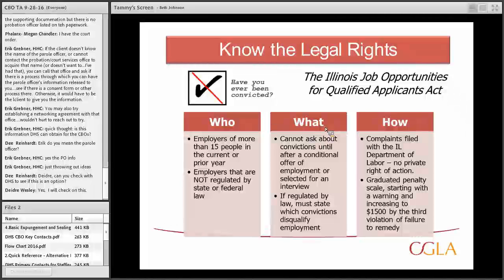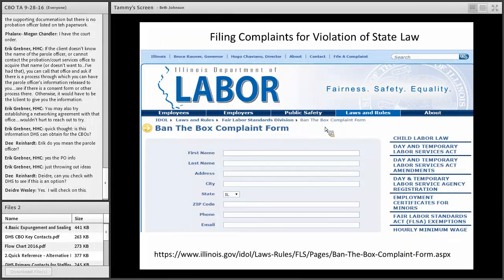Basically, employers can't ask anymore, have you been convicted, right? There's limited exceptions. If somebody does still ask that question, file a complaint. Make them stop. It's a real easy online tool. This is a reference for you to do it.